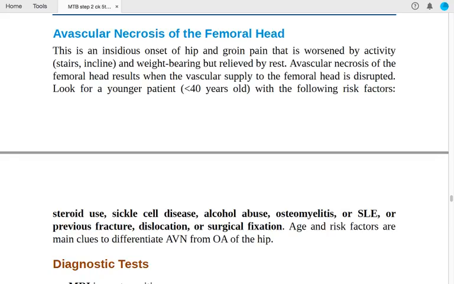Age and risk factors are the main clues to differentiate avascular necrosis from osteoarthritis of the hip. That is very important, because osteoarthritis of the hip is purely an aging phenomenon, unlike avascular necrosis.